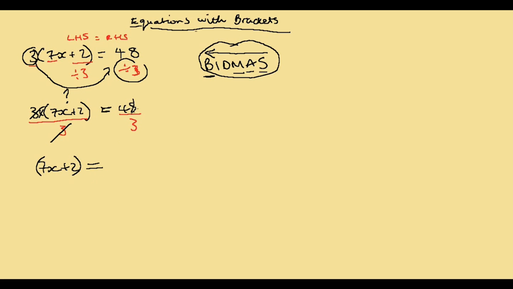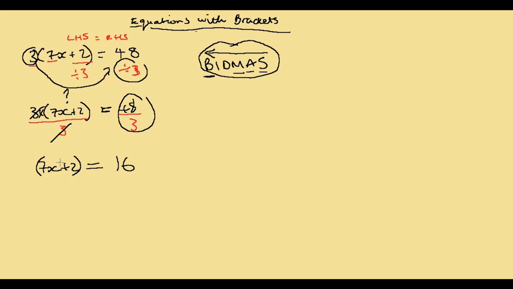Then we've got the equals, and then what happens on this right? Well, 48 divided by 3 is actually fairly doable, nice and easy. It actually works out to be 16. So here we go. We've moved from this starting bit up here to just having this 7x plus 2. So we've actually removed the 3 from the left-hand side. We don't actually need these brackets anymore.